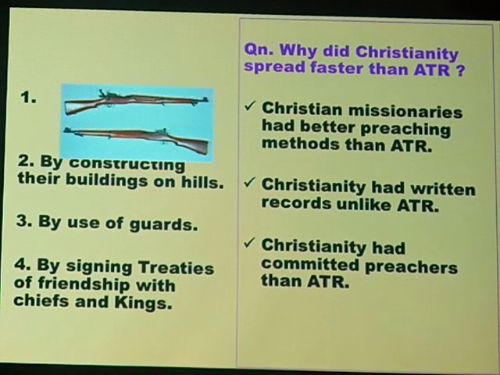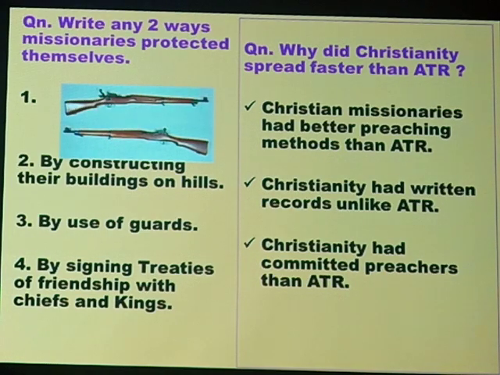Maybe you're right. See the question I've set. Write any two ways missionaries protected themselves. So we can say by use of guns, by constructing their buildings on hills, by use of guards, by signing treaties of friendship with chiefs and kings. And within this issue of chiefs and kings, we can as well accept some other things. That is by staying in kings' palaces. We can also accept by giving gifts to kings and chiefs.